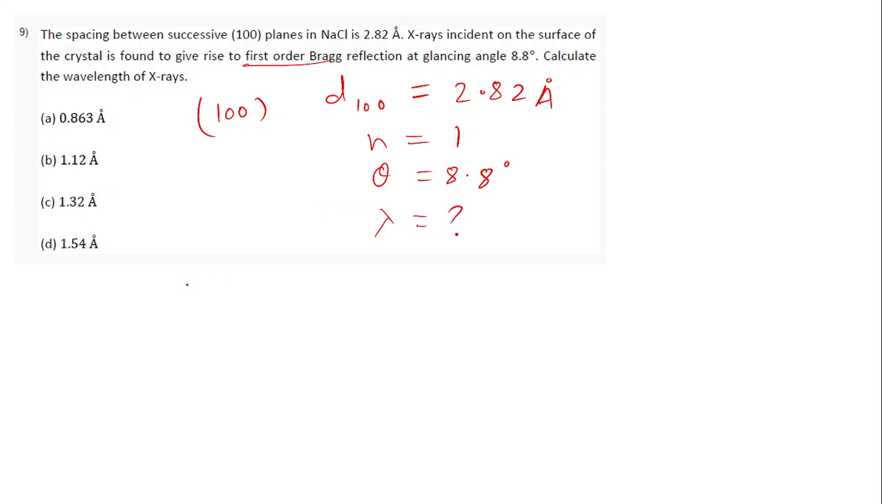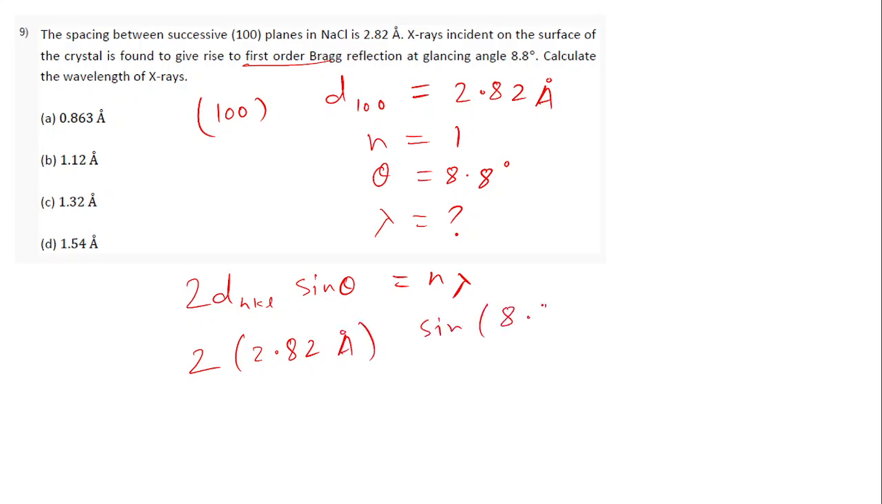What is the Bragg's condition? 2d_hkl sine theta is equal to n lambda. 2 we know, d100 we know, 2.82 angstrom. Sine theta we know, 8.8 degrees. n we know, 1. Lambda we need to find out.